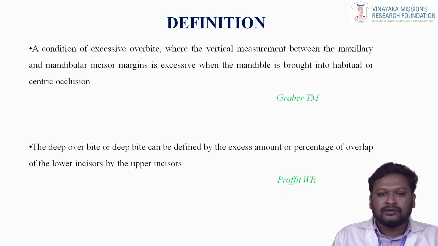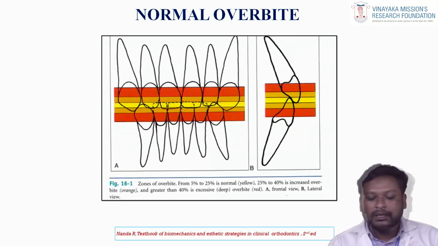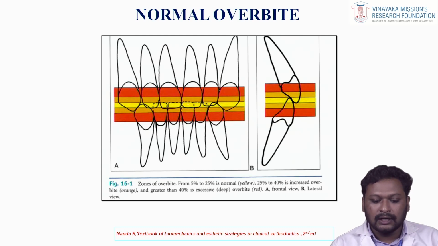So first we look at what is a normal bite. In this diagram you can see various zones. The yellow zone is the normal overbite, that is, coverage of the lower incisor by the upper incisor of 5 to 25%. When it goes beyond the yellow zone, it is considered an increased overbite or excessive deep bite. There are three classifications. When it covers 5 to 25%, it is normal. When it goes beyond 25% to 40%, that is the orange zone, called an increased overbite. And the final one is deep bite, beyond the orange zone, the red zone. When it goes beyond 40%, it is called a deep bite.